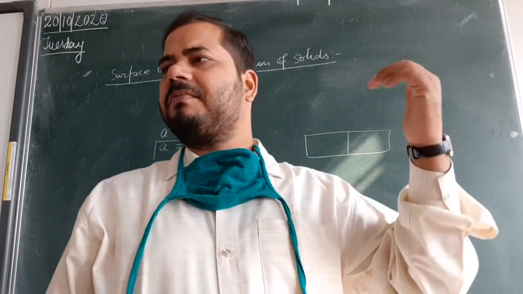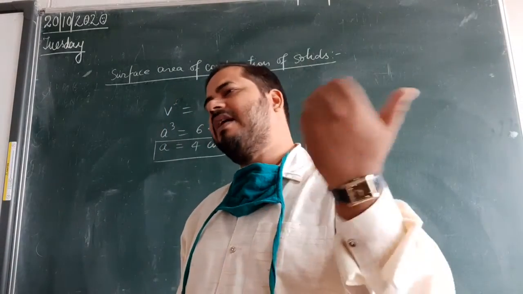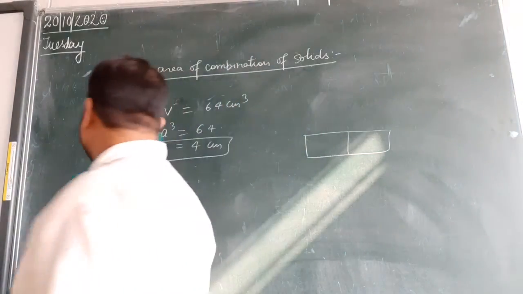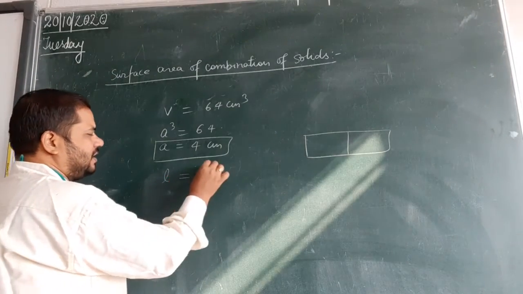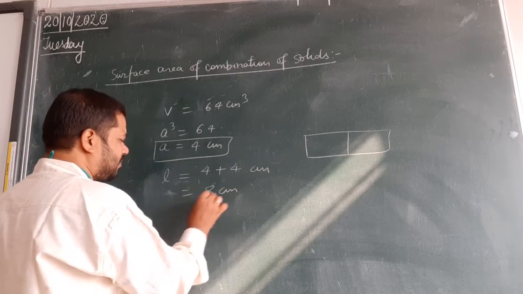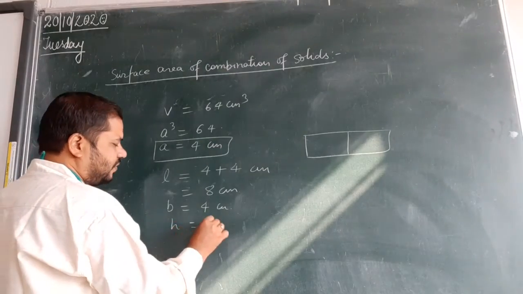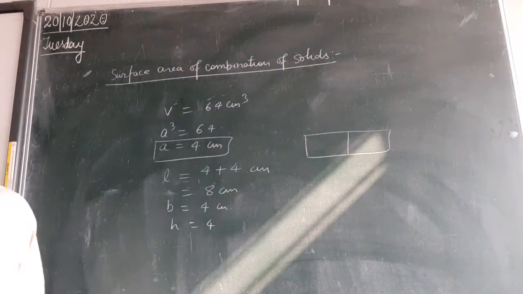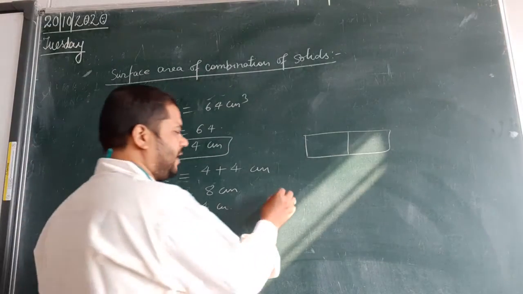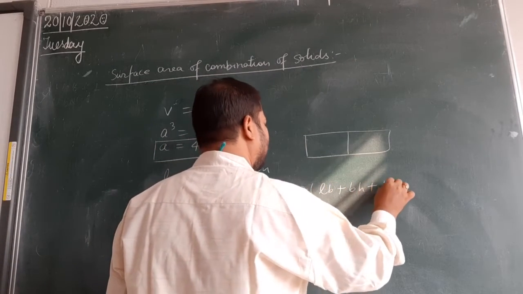Length is same, breadth is same. Otherwise you can take height is same, breadth is same, but length is double. So only the change is in length. Suppose length is 4 plus 4 centimeter, that means 8 centimeter, but breadth is simply 4 and height is 4. And now you know very well the surface area of cuboid is 2 times LB plus BH plus HL.